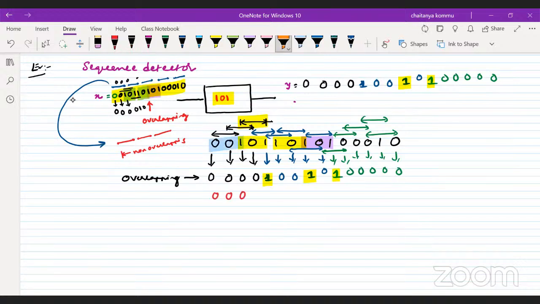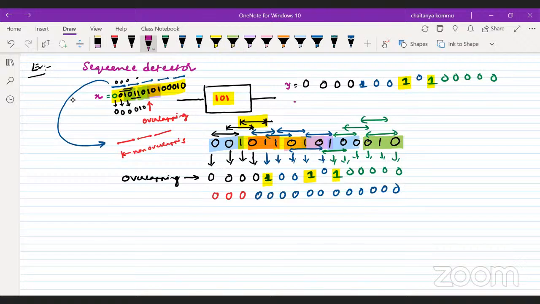So again what we have to do, consider 3. Therefore this is also 0 0 0. Therefore, the next bit is also 0. That means this particular sequence detector is not able to identify the 101 sequence as a 101 sequence. Why? Because it is a non-overlapping sequence.